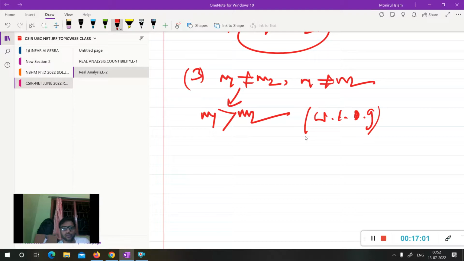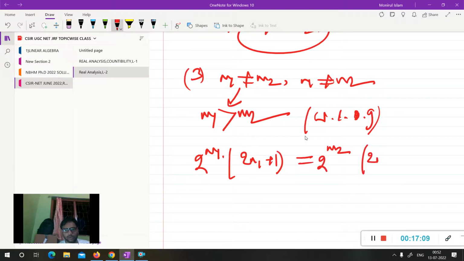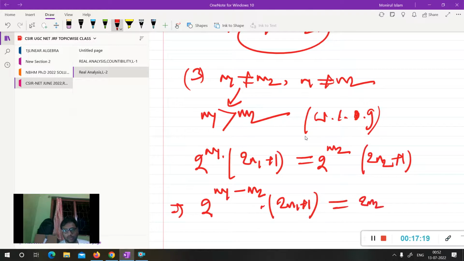Without loss of generality, assume this. So you get 2 to the power m1 (2n1 plus 1) and 2 to the power m2 (2n2 plus 1). So from here you can write 2 to the power m1 minus m2 into (2n1 plus 1), this gives 2n2 plus 1.